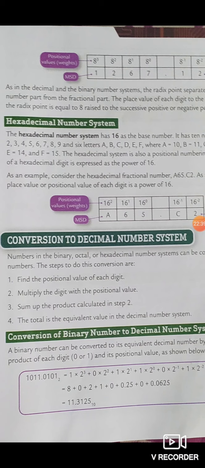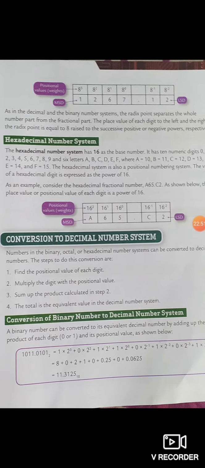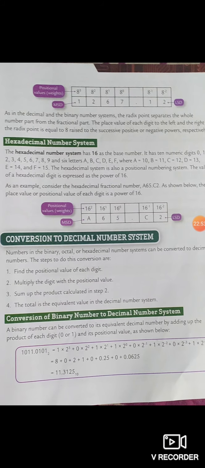So as in the decimal and binary number systems, the radix point separates the whole number part from the fractional part. So the place value of each digit to the left and right of the radix point is equal to 8 raised to the successive positive or negative power respectively.